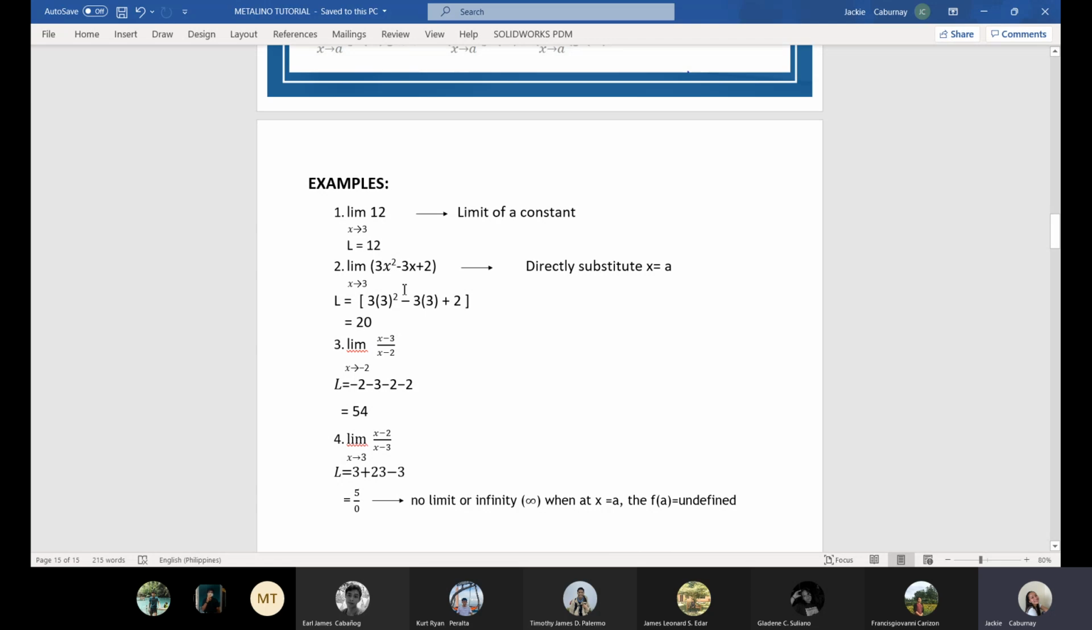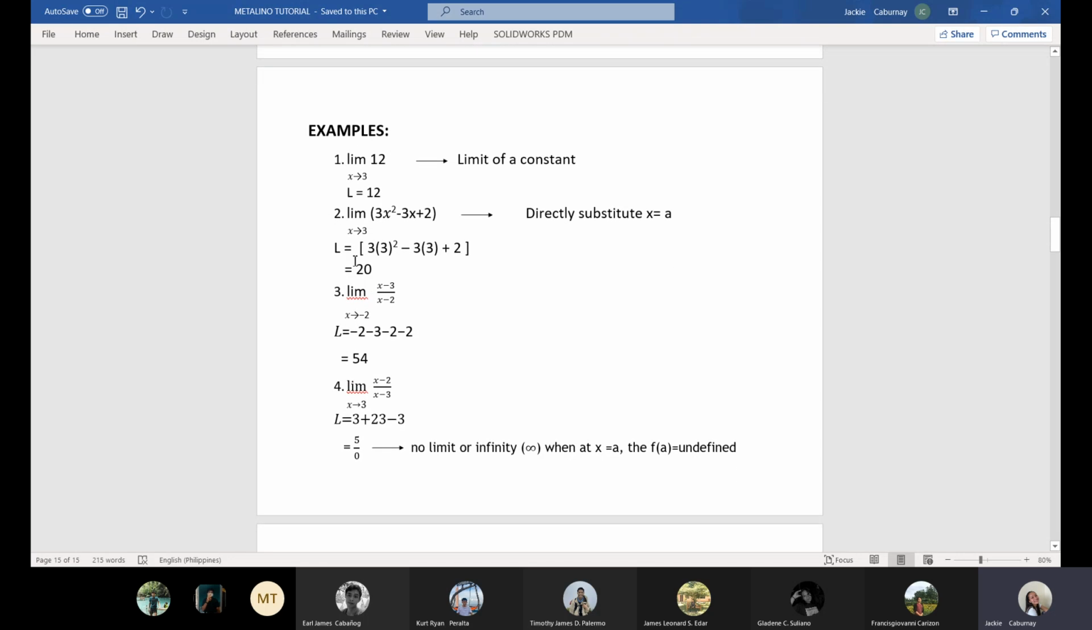So, example number 2, given the function 3x squared minus 3x plus 2, where x approaches positive 3. You look at whether you can simplify it or not. Looking at the given, it can't be simplified, so you use direct substitution. You directly substitute the value of x. So, x equals a, and the value of x here is 3, since x approaches 3. Every x in the given function, you replace with 3. So, the limit is equal to 20 once you solve it.